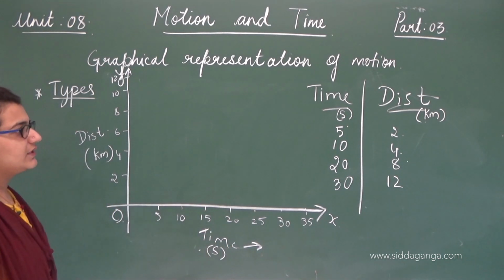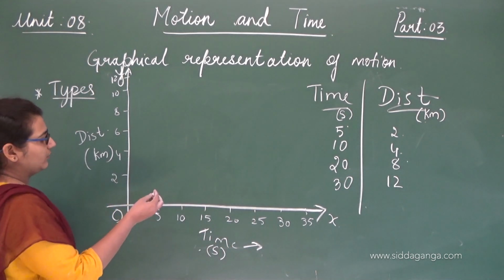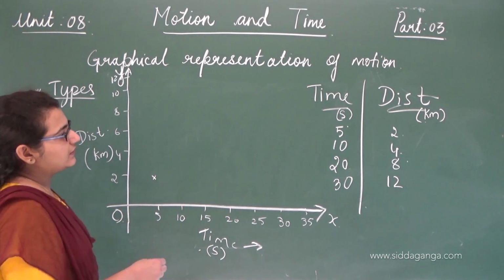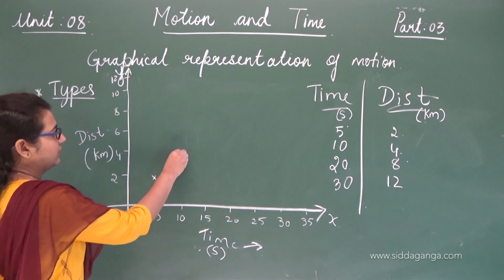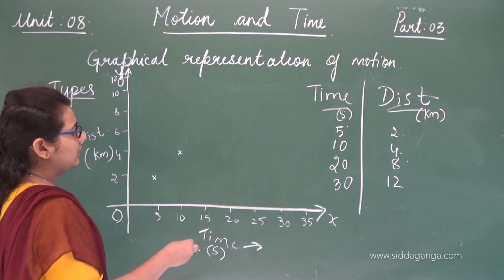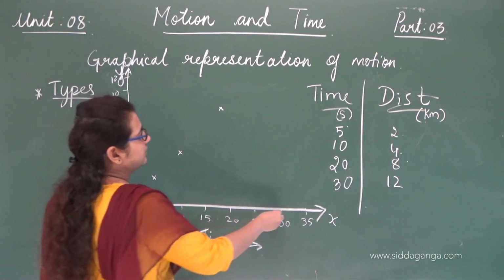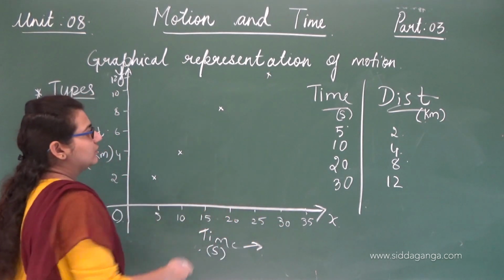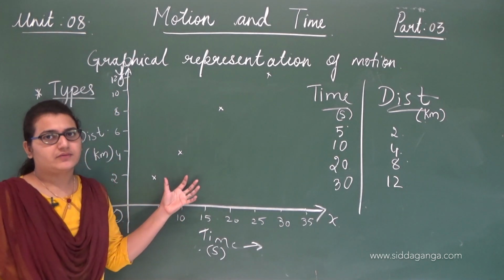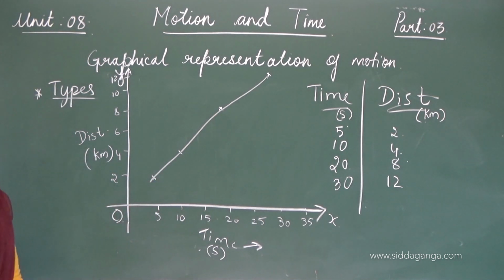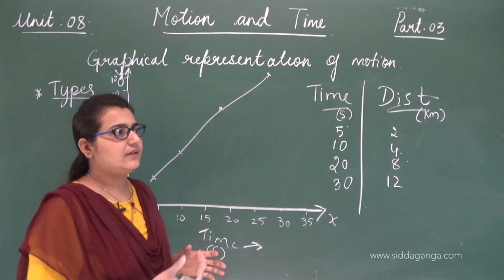So in 5 seconds the distance traveled is 2 kilometers; here we will get the point. In 10 seconds, 4 kilometers. Again in 20 minutes, 8 kilometers. In 30 minutes, 12 kilometers. Using this data we have plotted the graph. We just need to join these points with lines. So this is the line graph. Clear, right? This is the line graph we have got.